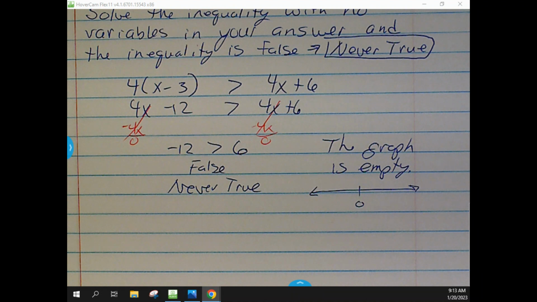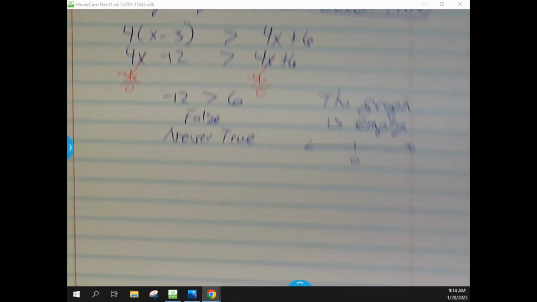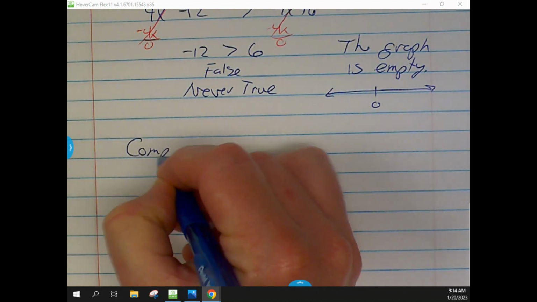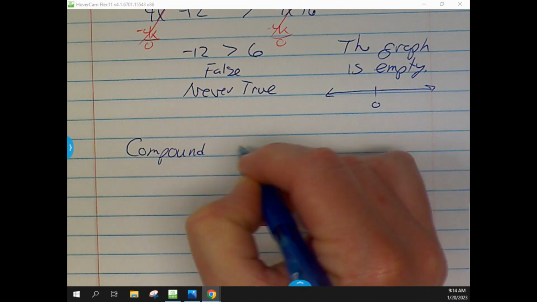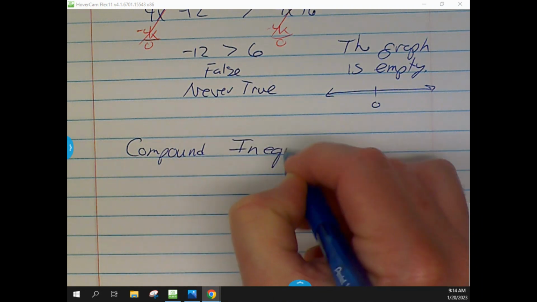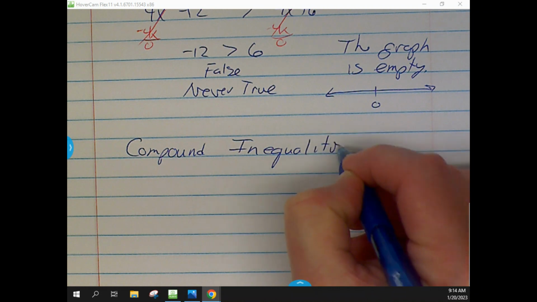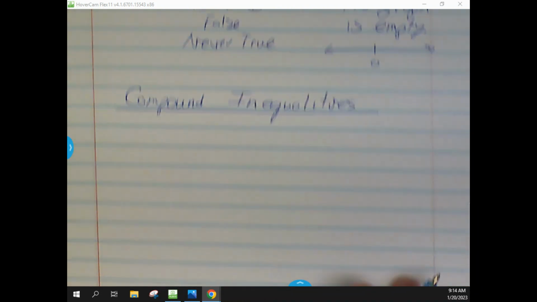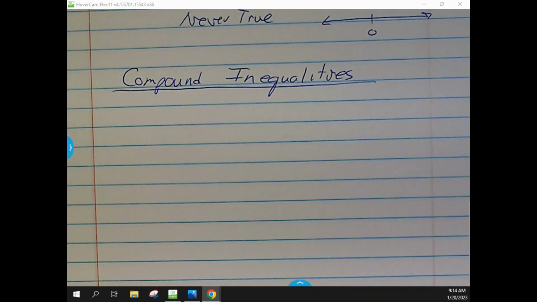Okay, and then the last couple of things that kind of fit in with this part where we're graphing inequalities is the compound inequalities. And again, same thing. We kind of looked at this back with interval notation, but we didn't really spend a whole lot of time on it. So we're kind of backing up here and going back and picking up on it.